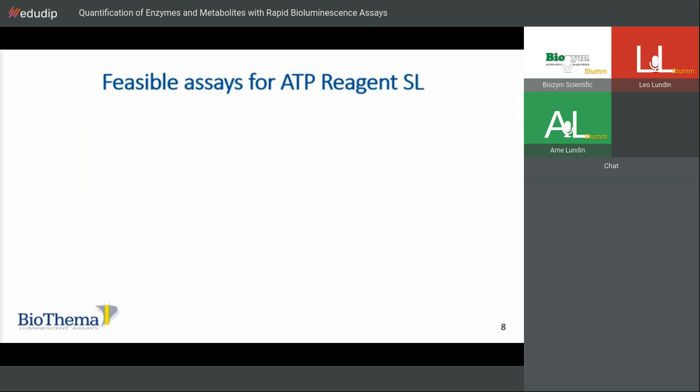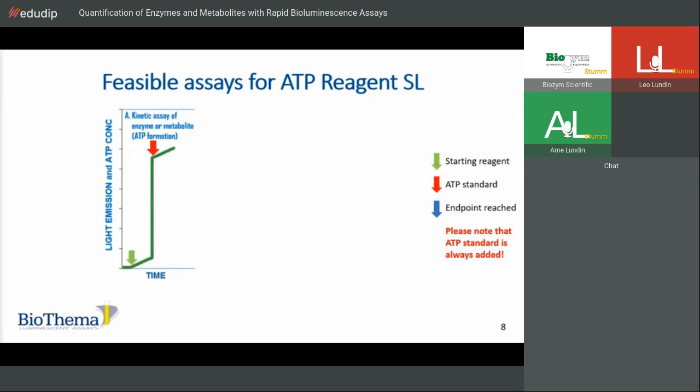So what type of assays can you do with the ATP reagent SL? The ATP formation in kinetic assays is measured and calibrated with addition of ATP standard. And what you measure is the slope. In endpoint assays of metabolites, the ATP formation at the endpoint of the reaction is measured and calibrated by the addition of ATP standard.